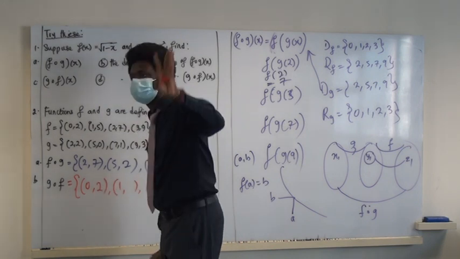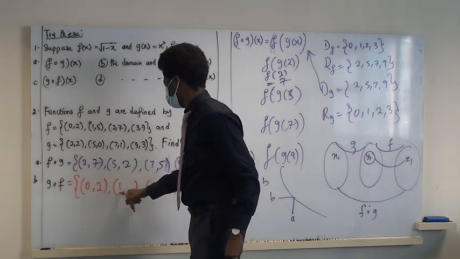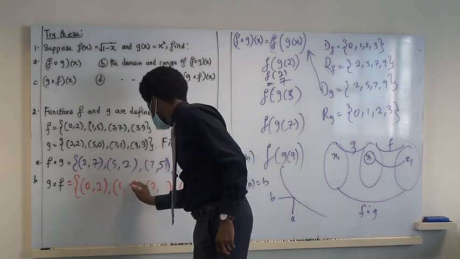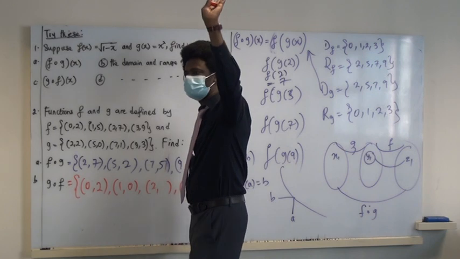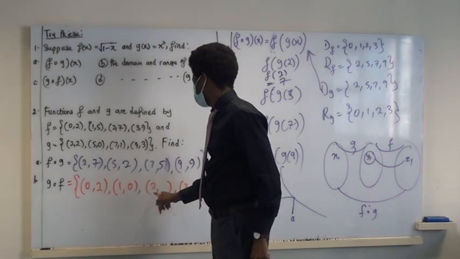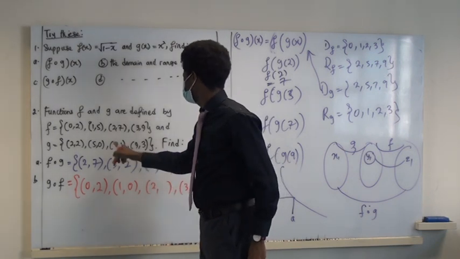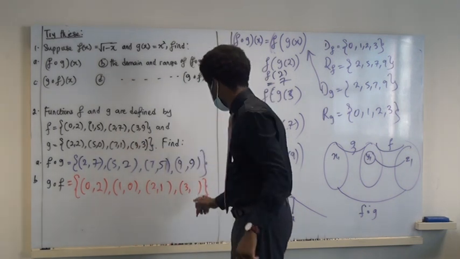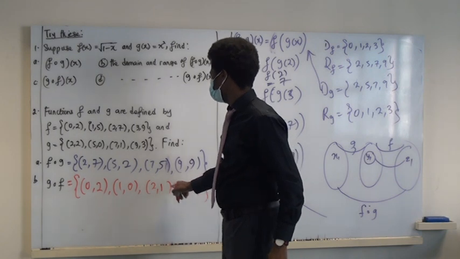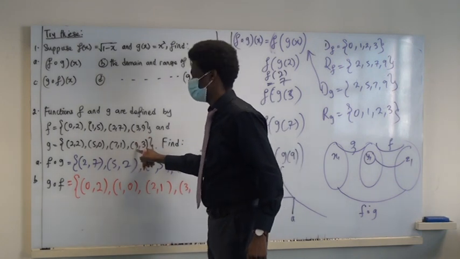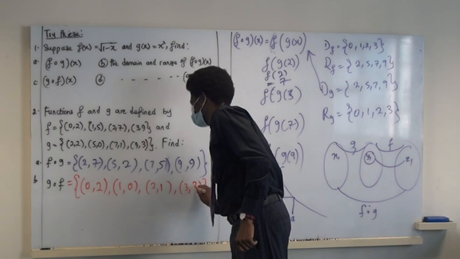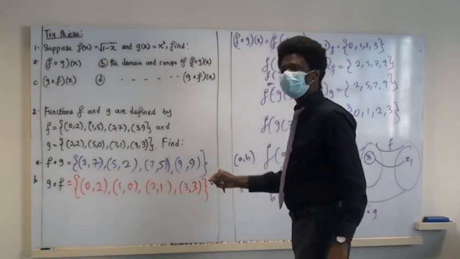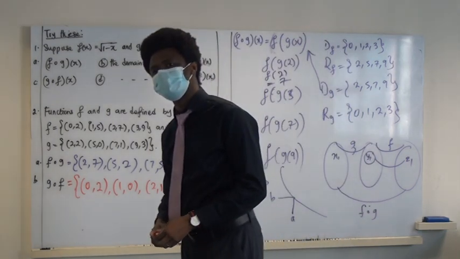Who got that? Nice. Now, f acts on 1 to produce 5. g acts on 5 to produce 0. Who got that? Beautiful. Now, f acts on 2 to produce 7. g acts on 7 to produce? Raise your hand if you get that. Wonderful. Then finally, f acts on 3 to produce 9. And g acts on 9 to produce 3. Who got that? So this is easy, isn't it? Just understand what is happening behind the scenes.